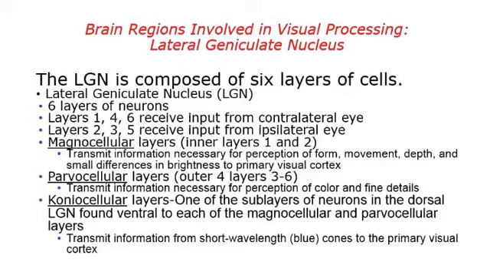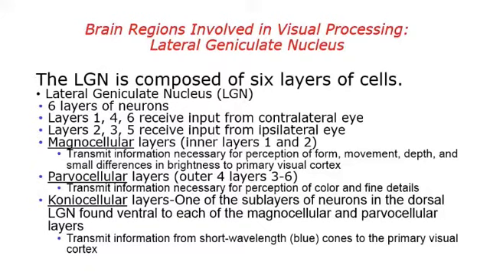There are 3 different types of layers here: the magnocellular layers, parvocellular layers, and koniocellular layers. And these are super important for separating out the different visual subsystems and directing the visual information to the appropriate processing centers. So the magnocellular layers are the inner layers 1 and 2. They transmit information necessary for perceiving form, movement, depth, and small differences in brightness that gets transmitted back to V1.